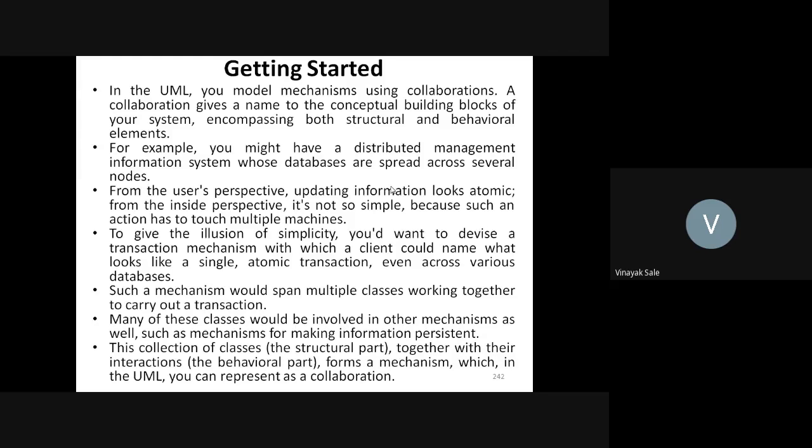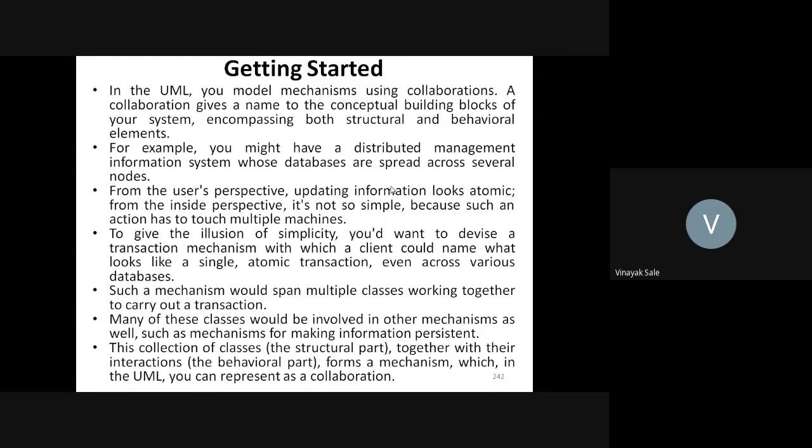To give the illusion of simplicity, you would want to devise a transaction mechanism with which a client could name what looks like a single atomic transaction even across various databases. Such a mechanism would span multiple classes working together to carry out the transaction. Many of these classes would be involved in other mechanisms as well, such as mechanisms for making information persistent.